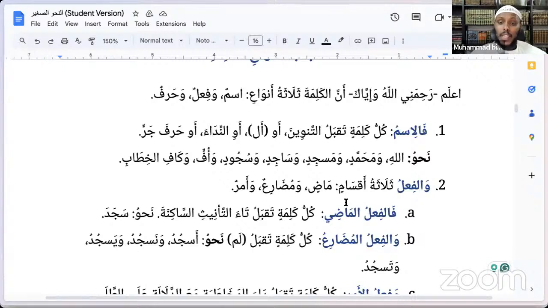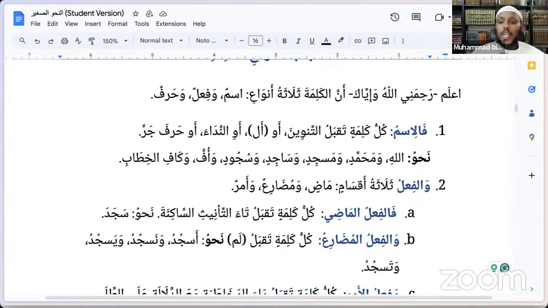The fi'l is three types: madi, mudari', and amr. Here the Sheikh didn't even define what fi'l is. Sometimes you define something by just categorizing it, right? So that's what he has done here. He said, forget me telling what fi'l is, just know that it is three types, madi, mudari', amr, because automatically you'll find that there's tense associated.